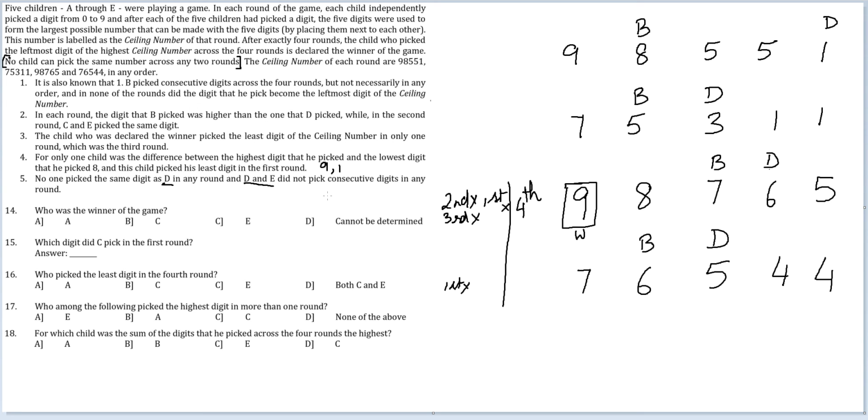Also, we are told D and E did not pick consecutive digits in any round. Let's look at the last setup. 76544. E can come at 4, at this 4, or this 7. Given that we know that E, sorry, E and D do not have consecutive digits, E will necessarily come here, and these last two spaces will either be A or be C now. Okay.